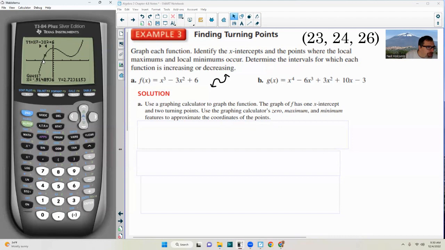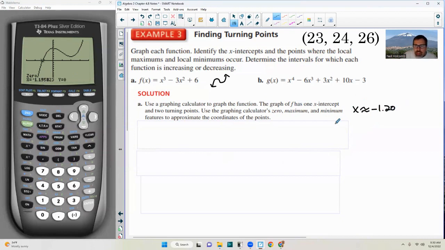That's what that means. And the 0 is... So I hit guess or enter. And my 0 is approximately -1.2. So I'm going to write that over here. I'm going to say x is approximately -1.2. Okay, so I found the 0. It's an approximation.